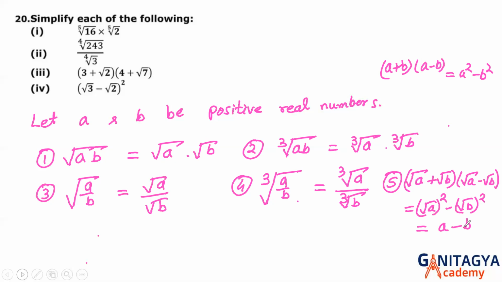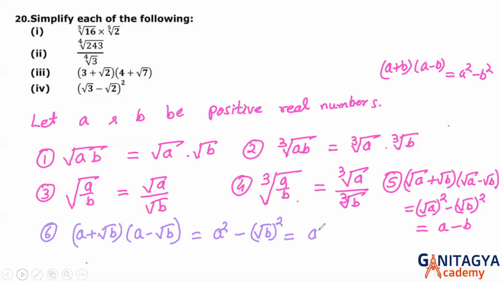Okay, so the 5th one is also done. Then the 6th: A plus under root B into A minus under root B. Am I clear? This is very easy. You can write A square minus under root B square. So I can write A square minus B. Okay.